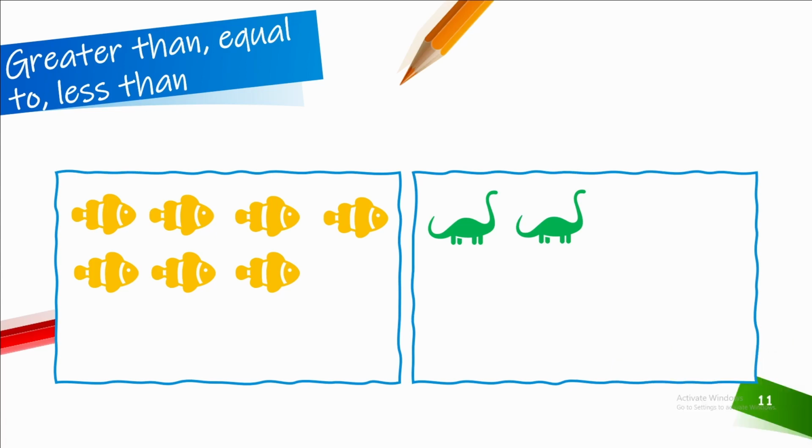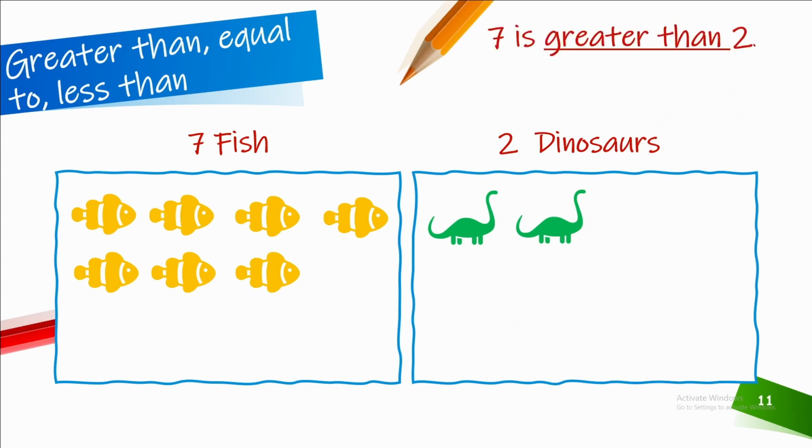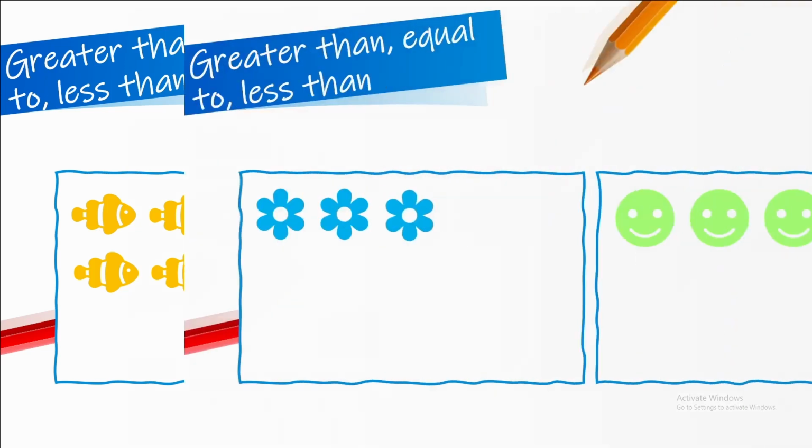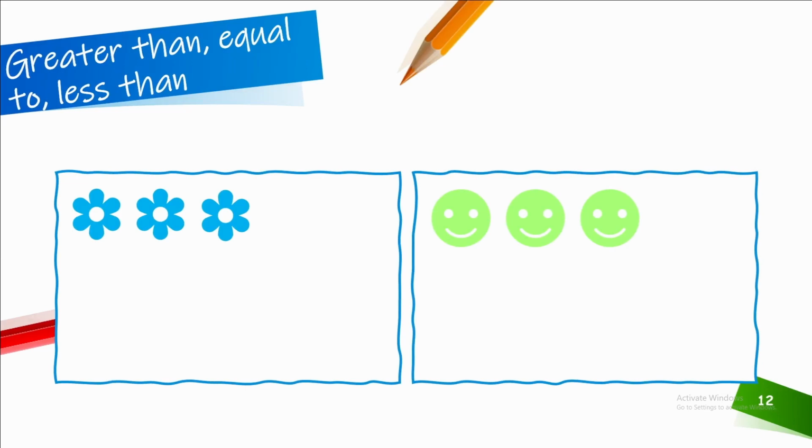Okay, now let me show you the answer so you can check if you got it right. There are 7 fish and 2 dinosaurs. These groups are not equal to one another. This means that 7 is greater than 2 and 2 is less than 7. Okay, I'm going to give you another practice problem. Here we have a group of flowers and a group of smiley faces.